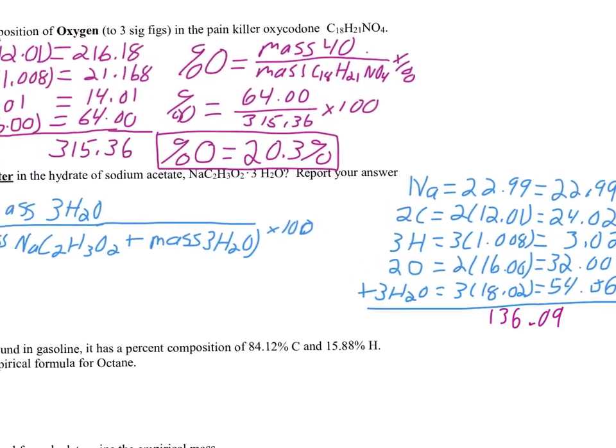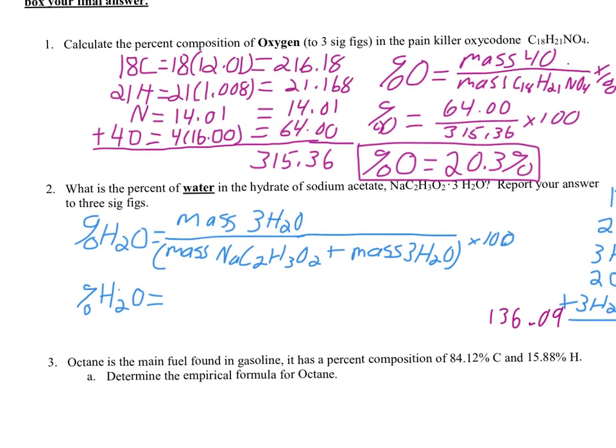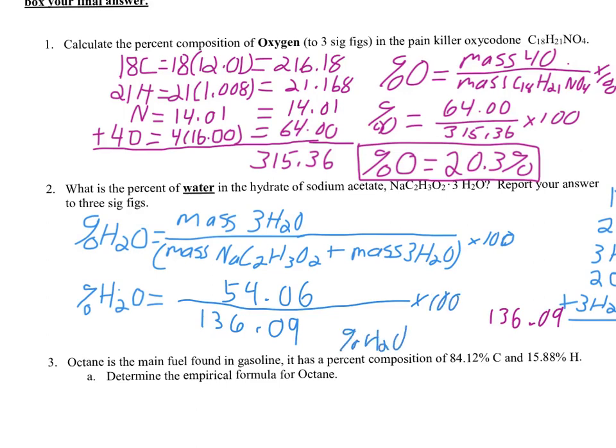This 136.09 goes on the bottom. Those 3 waters I came up with were 54.06. So my percent of water is 54.06 divided by 136.09 times 100, and I get 39.7%.